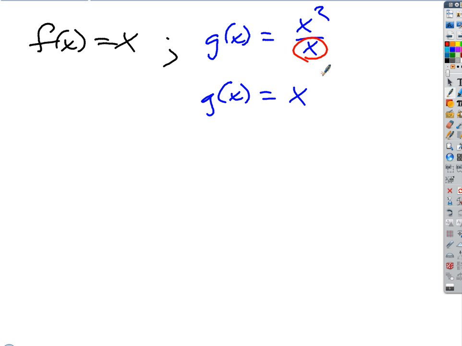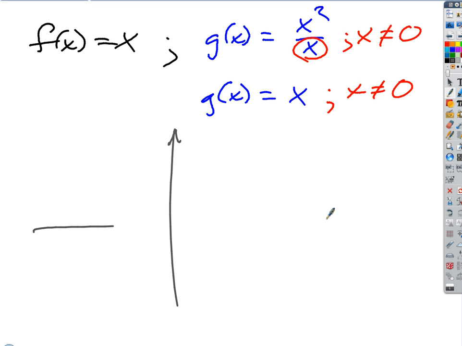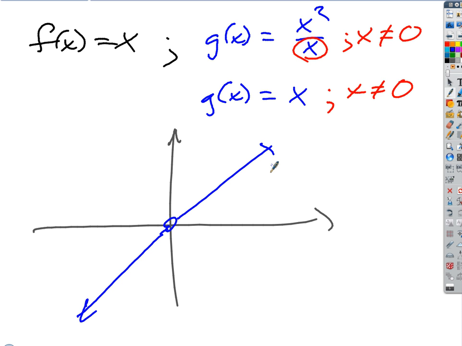Because there's an x on the bottom, exactly. And so because there's an x on the bottom, we have to have the restriction on the domain that x can't equal 0. So even after we do the simplification, we still inherit that domain restriction. And if we graph this function, what you get is this line with what we call a hole in the function at 0, 0. It's not part of the function.